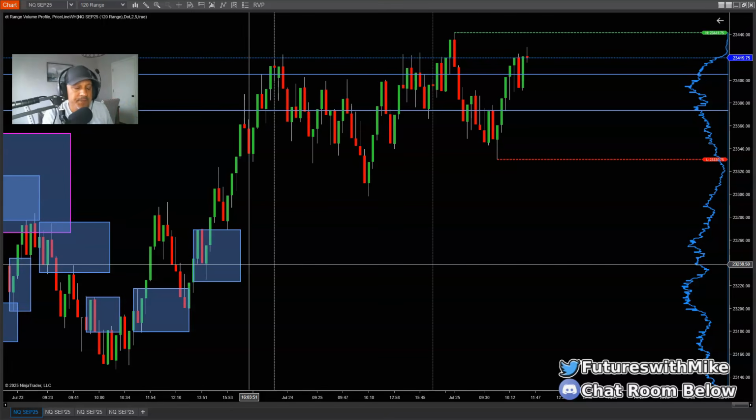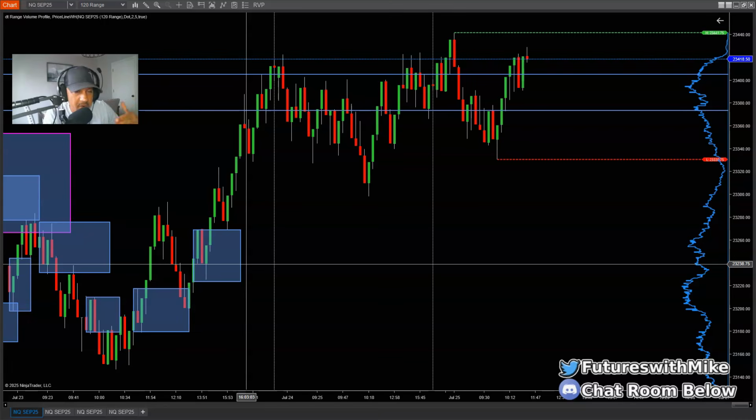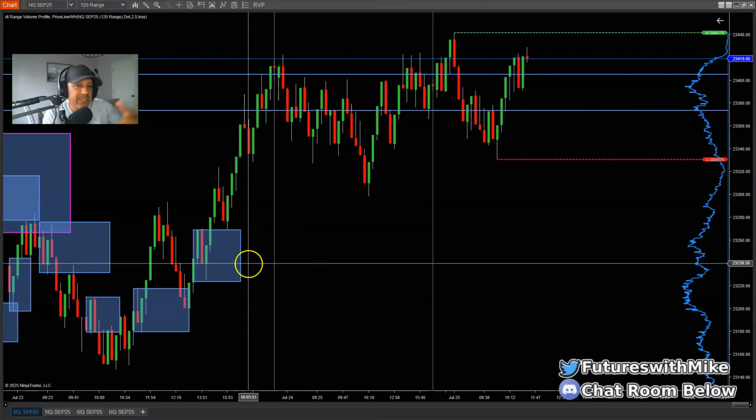I'll mark that zone up. And then I'll move down to my lower range chart to look for the same thing. If it's a demand area on the higher range, then I'll look for a demand formation or setup on the lower range chart to move in the direction of the higher range chart, and vice versa if it's supply.